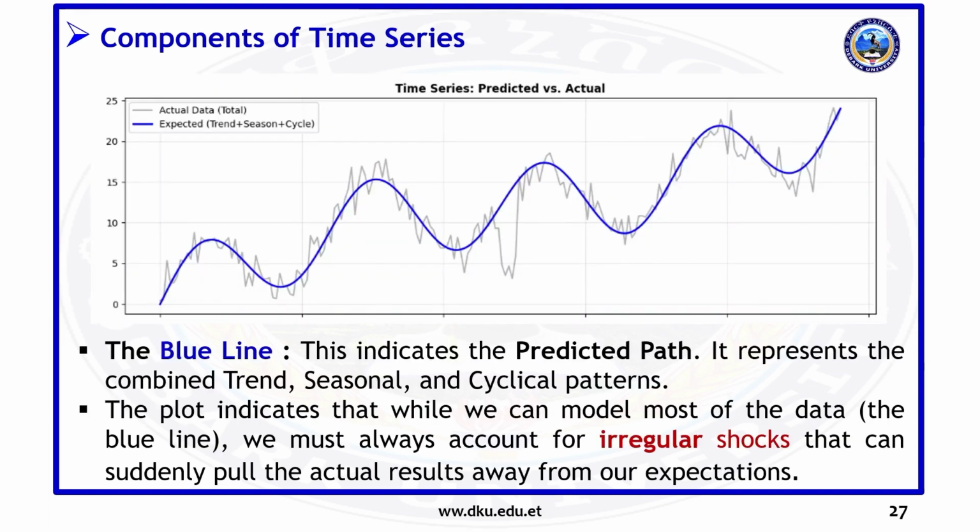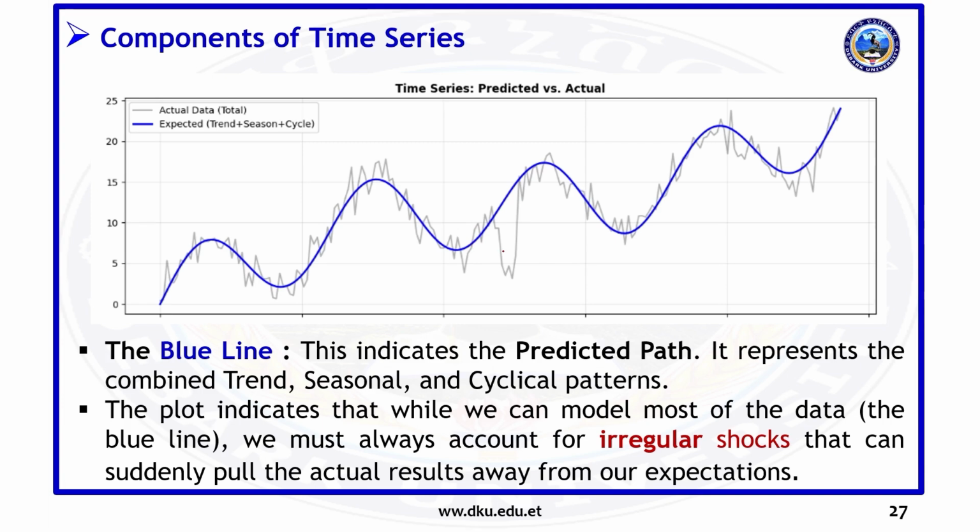This slide compares the predicted path with the actual observed data in time series analysis. The blue line represents the predicted path, which is constructed by combining the main components of a time series, like trend, seasonal, and cyclical patterns. It shows the expected behavior of the data over time based on these structured components.